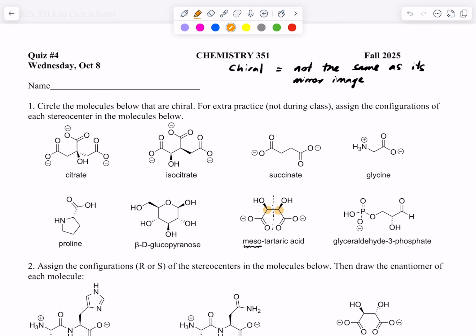Go ahead. Looking for the number of stereocenters. Right, number of stereocenters. So what does that tell you? If it has one, has to be chiral, always. If it has more than one, you got to check because it could be a meso compound. So which of these have just one stereocenter?